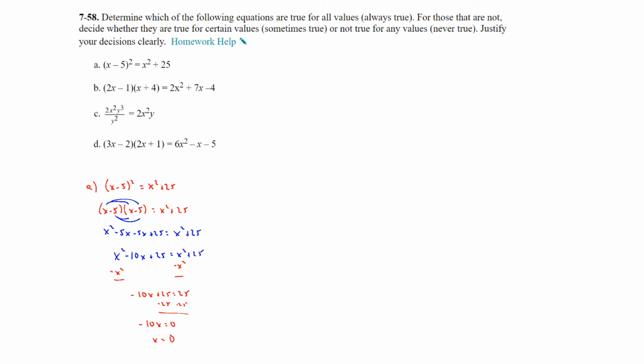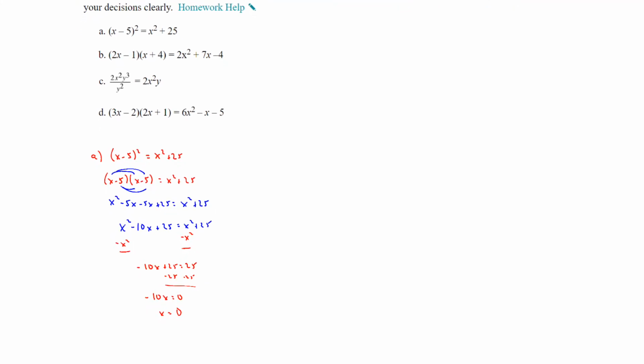So this would be considered sometimes true, but only when x is equal to 0. Okay, and so that's what we're looking for on these questions. Let's go to question B. We have 2x minus 1 times x plus 4 is equivalent to 2x squared plus 7x minus 4.